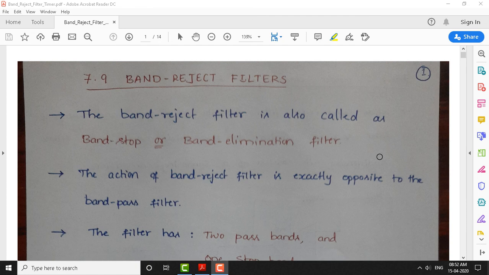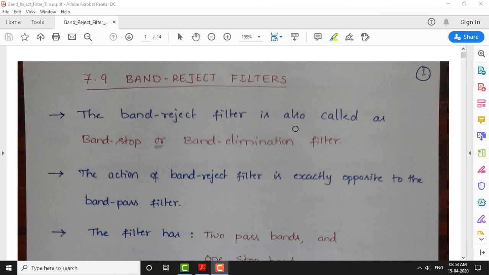Last class, we started with the band pass filter and saw the classification of band pass filters, namely wide band pass filter with quality factor Q less than 10 and narrow band pass filter with quality factor Q greater than 10. We have seen the realization of wide band pass filter and narrow band pass filter using passive elements like resistors, capacitors, along with active elements such as operational amplifier. We worked out a few examples to understand the filter design concept.